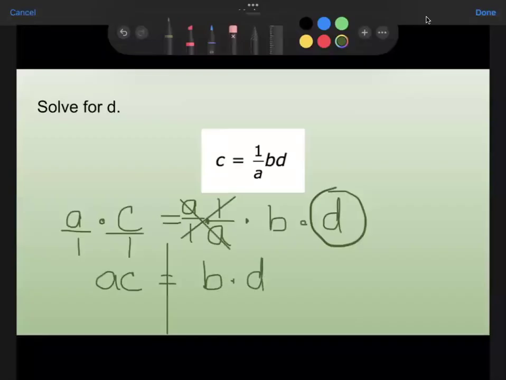Well, my next step is going to be to move the b to the other side. So the opposite of multiplying by b is to divide it by b. So I'm going to divide this by b and this by b. That eliminates those b's right there, leaving me with just d. So the solution to this is that d equals a times c divided by b. Now you could put the c and the a in a different order. You can make it ca over b, and that would be fine.